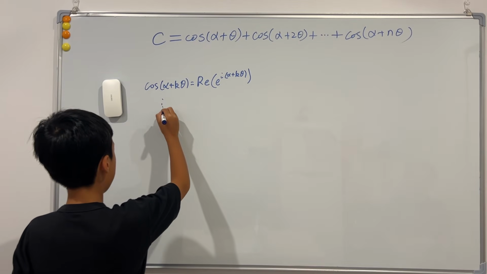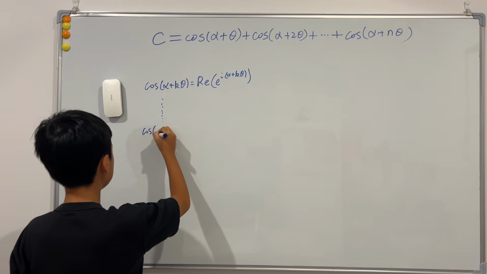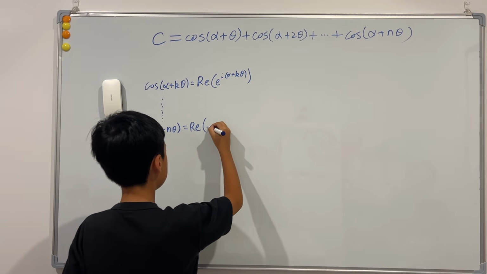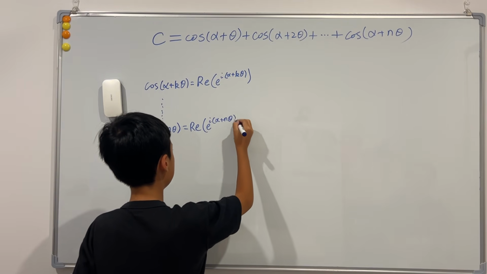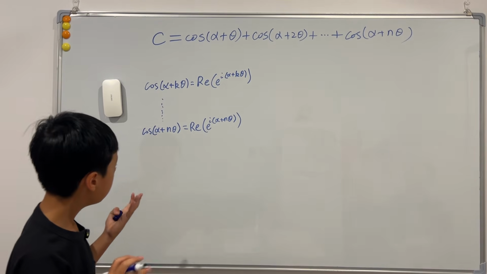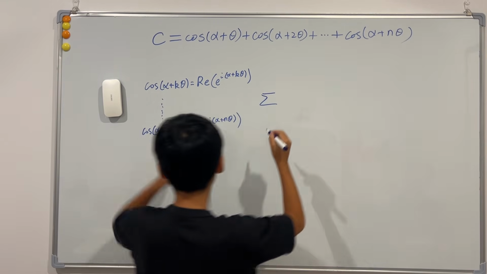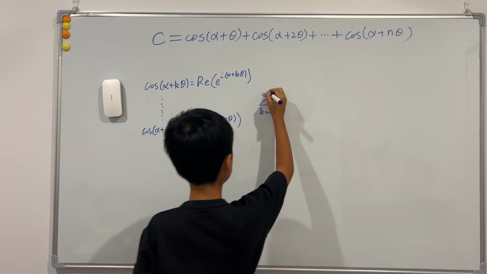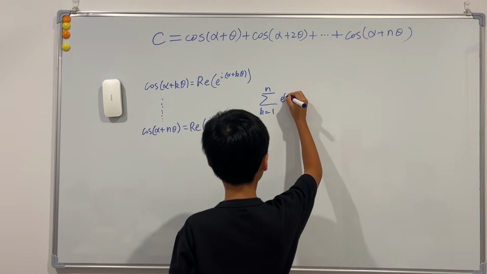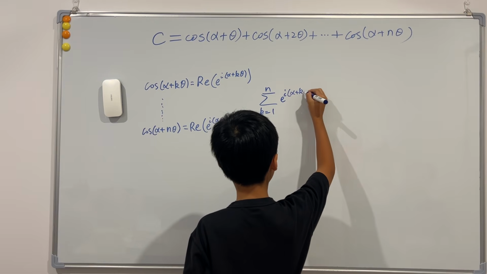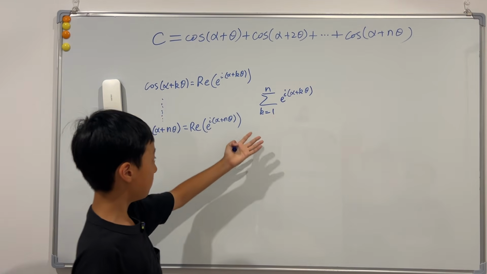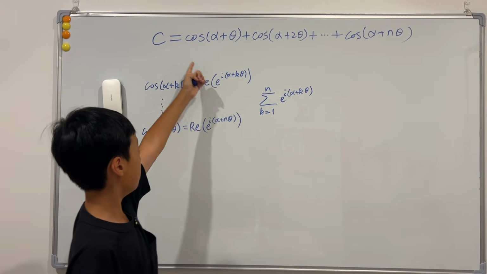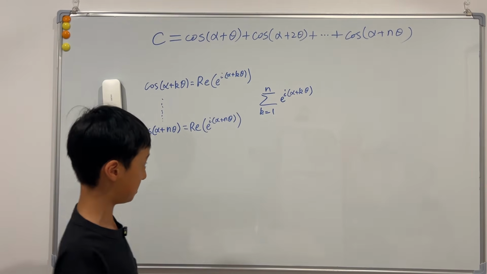So, if we actually add all of these until cosine alpha plus n theta, which is the real part of e to the i alpha plus n theta, then it will become a sigma, right? So it will become the sigma when k goes from 1 to n of e to the i alpha plus k theta. Now this is simply just the sum of a GP. So we changed from a very complicated trigonometry problem into a very simple sum of a GP.